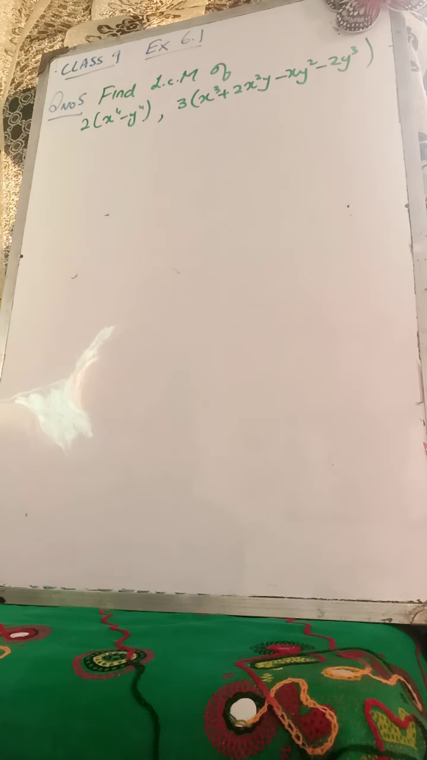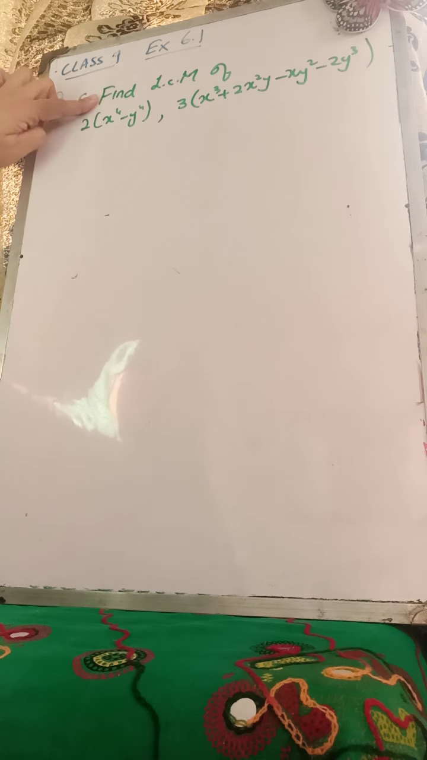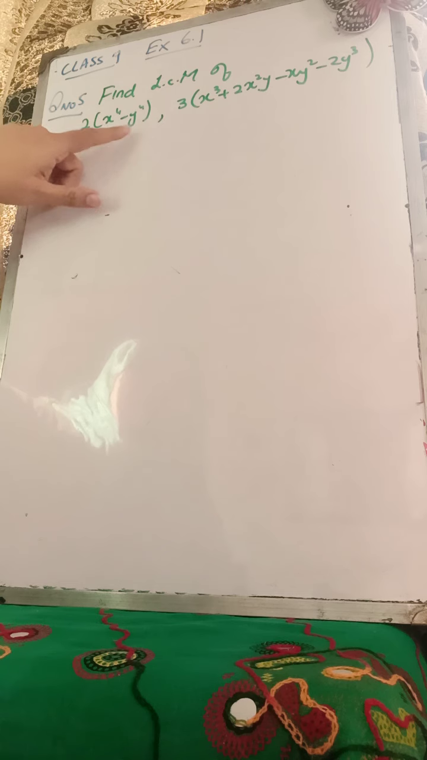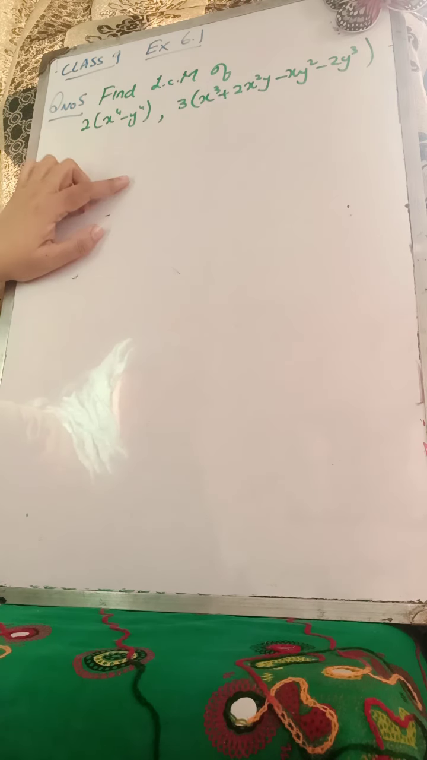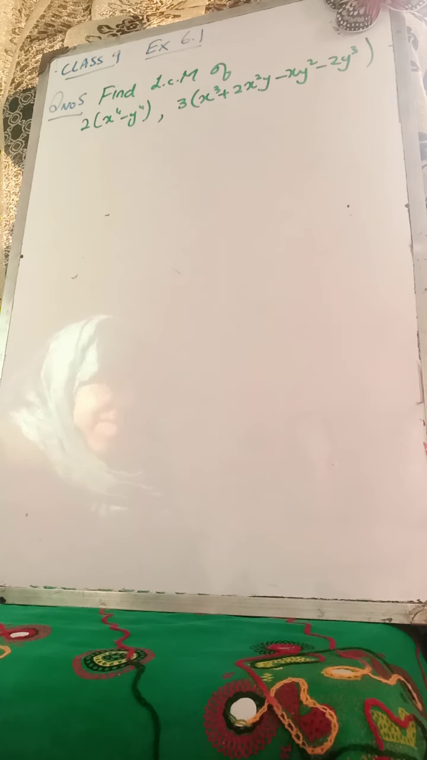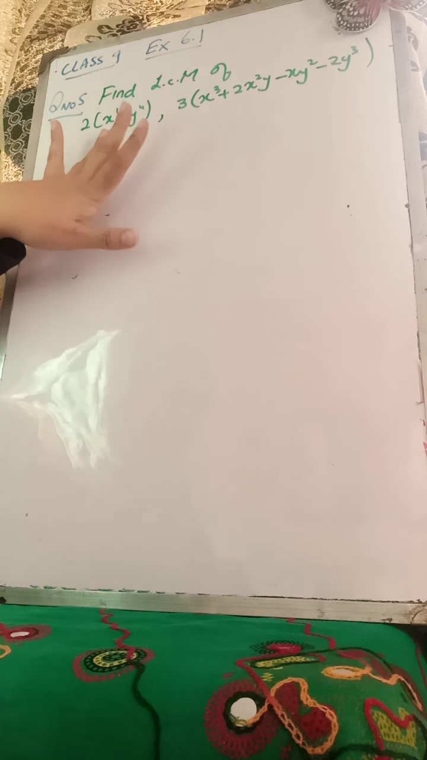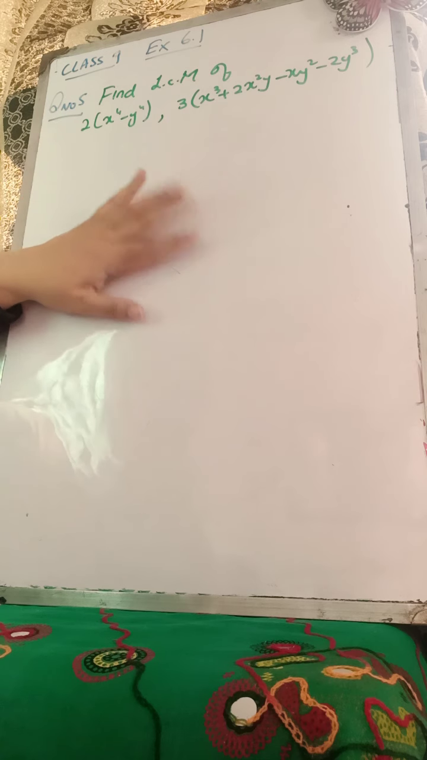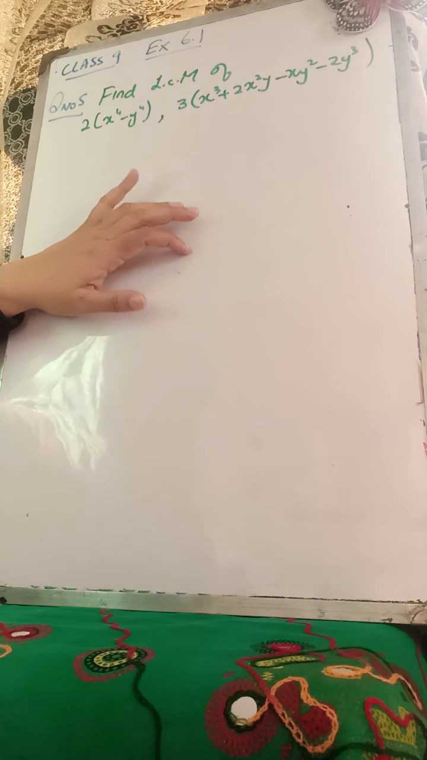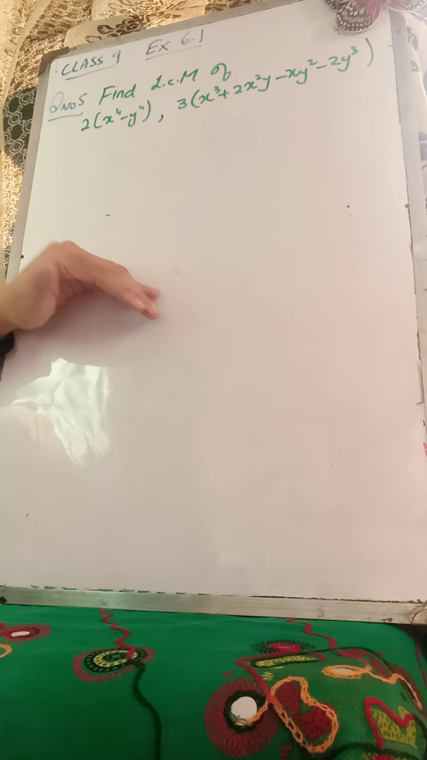We were about to do question number 5. Find the LCM of 2x raised to power 4 minus y raised to power 4, and 3 into this expression, by factorization. How do we find it? First of all, as we have discussed earlier, we are going to factorize all the expressions that are given to us. After that, we are going to pick all the different factors from those expressions, and then we will raise them to their highest power.